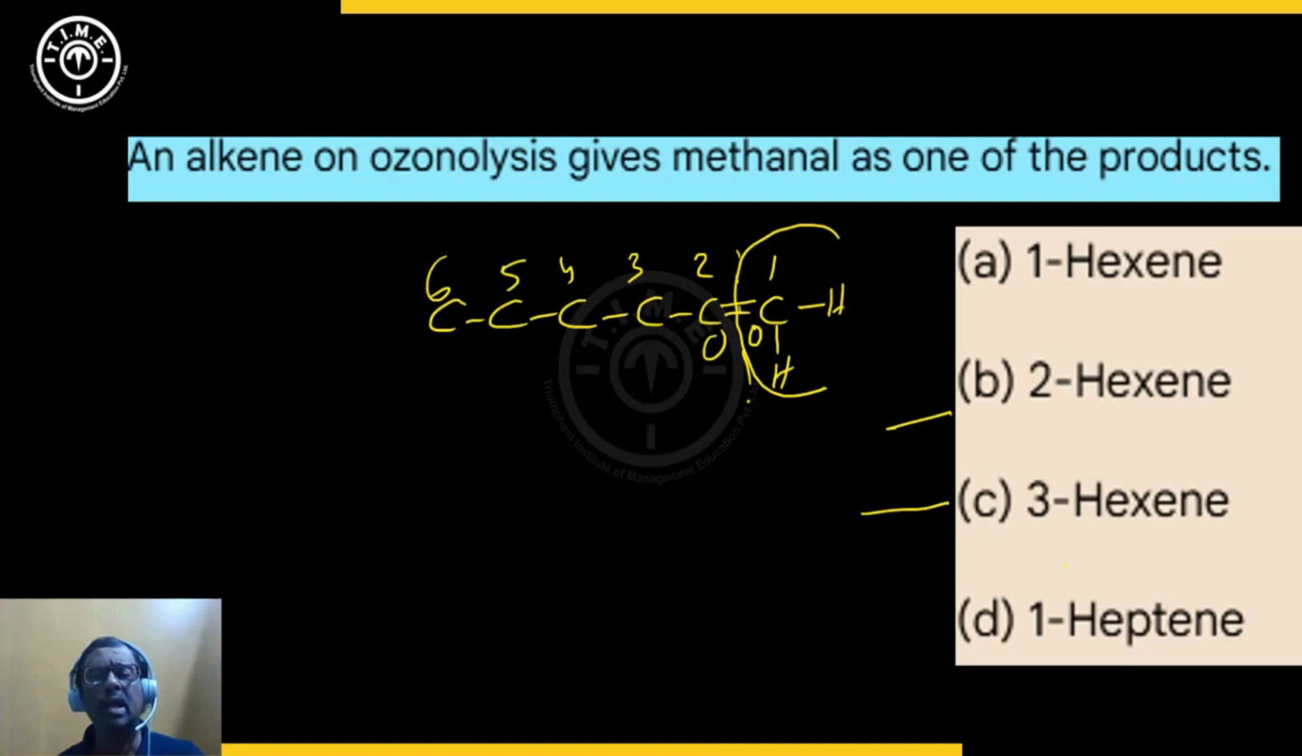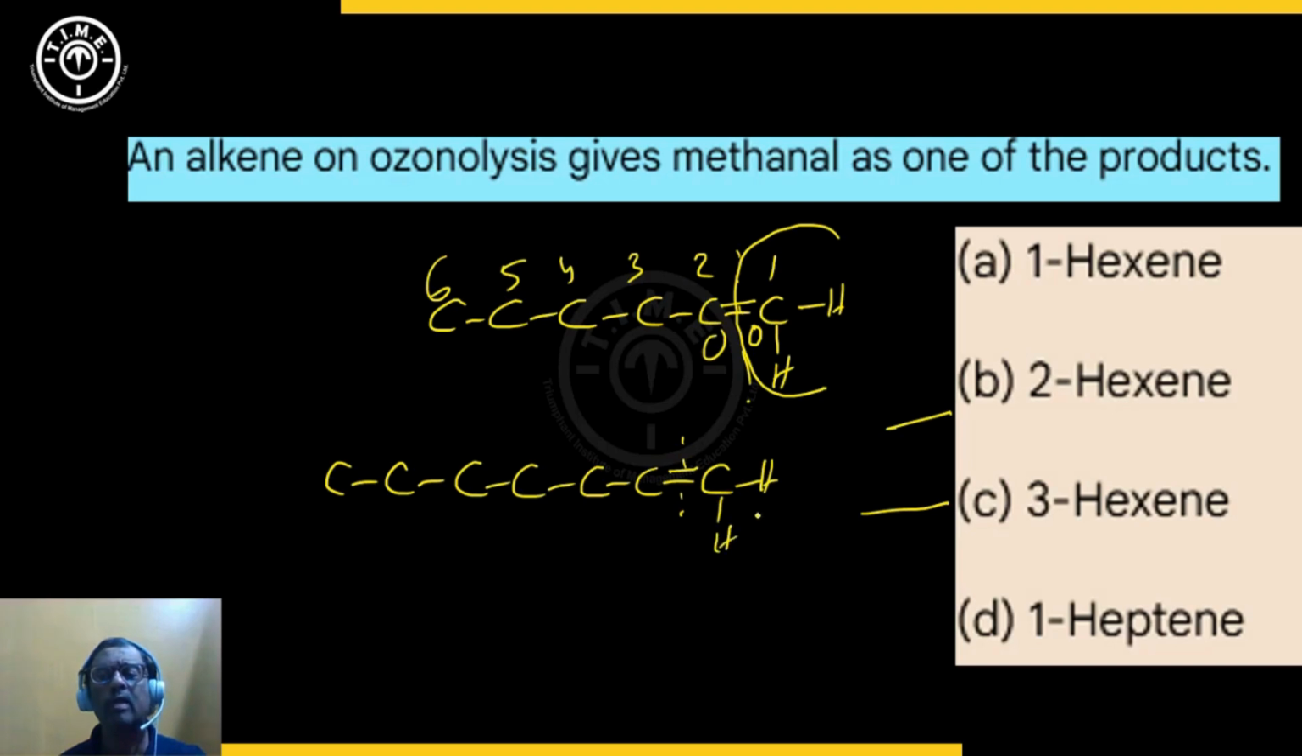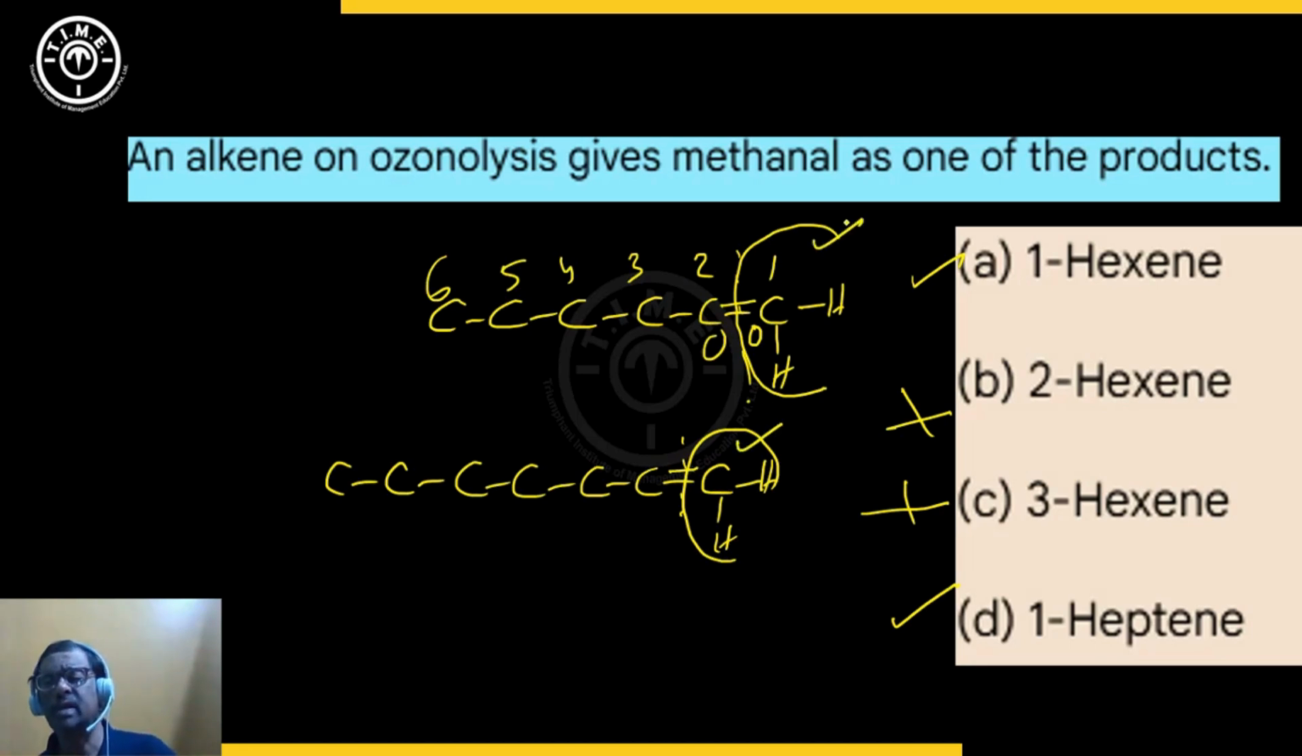Again 1-heptene. 1-heptene can also give, let us check, 1, 2, 3, 4, 5, 6, 7. Again a double bond there. Again you will have formaldehyde formed. So this will also give, that will also give, not B and C. Methanal is one of the products. Yes, methanal is one of the products in both 1-hexene and 1-heptene. I hope this is clear.